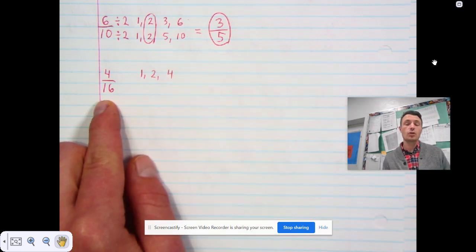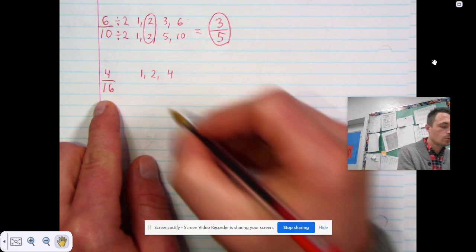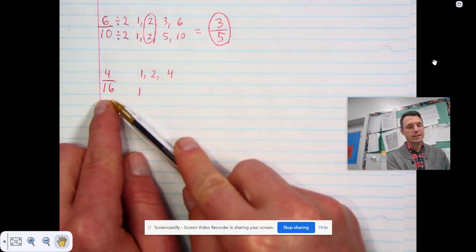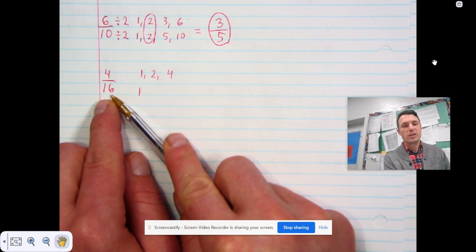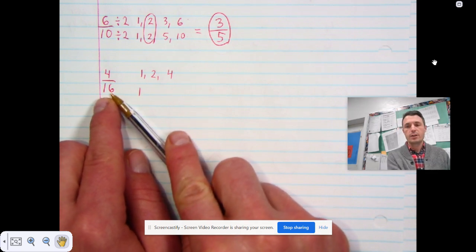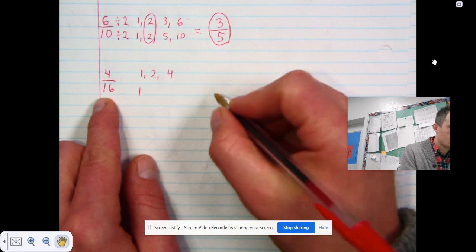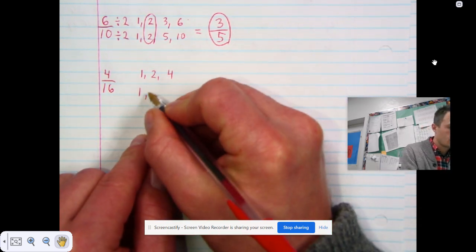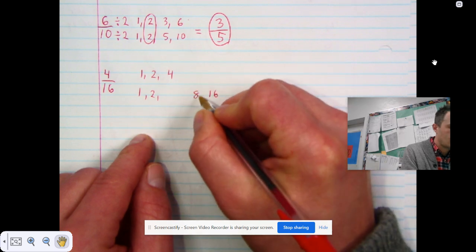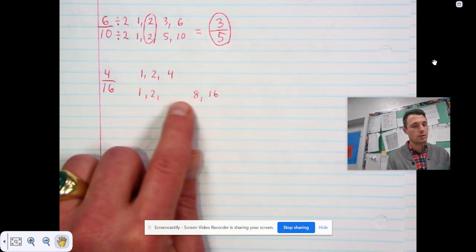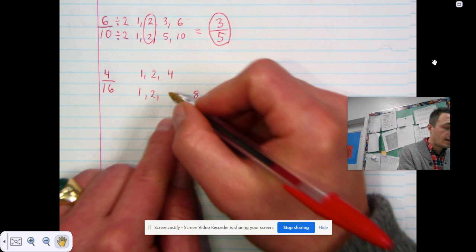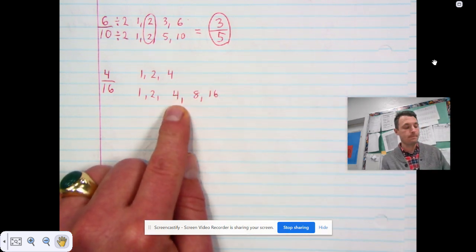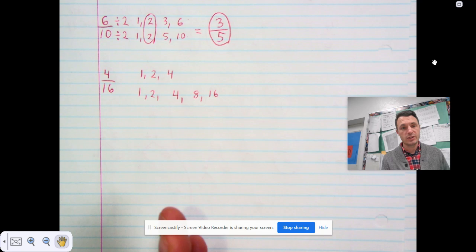The factors of 16 are all the numbers you can multiply together to equal 16. So that's 1 and 16, because 1 times 16 is 16. That's 2 times 8, because 2 times 8 is 16. And 4, because 4 times 4 is 16. There's no other factors of 16.